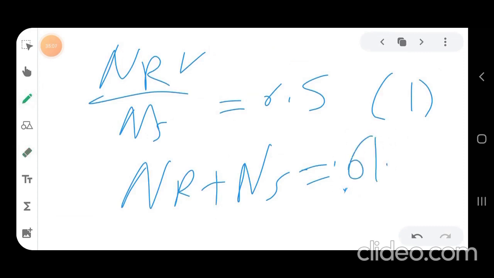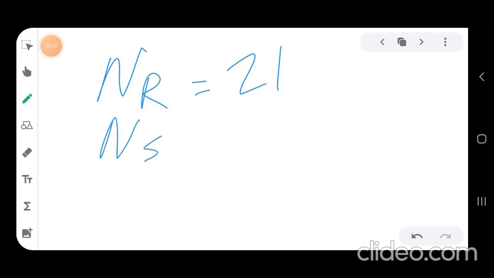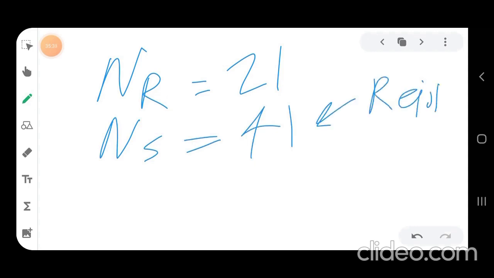So you can replace this N with 61.9. You have two equations, two unknowns, and you can solve them simultaneously. After you solve them, you will get that NR is approximately 21 stages in the rectification section, and NS is around 41 stages in the stripping section, and this includes the reboiler. It is 40 stages in the stripping section and one stage for the reboiler.